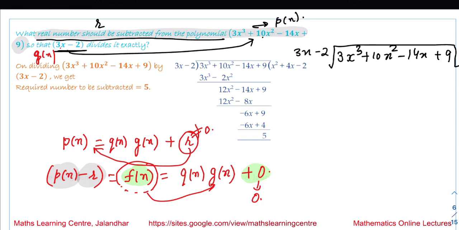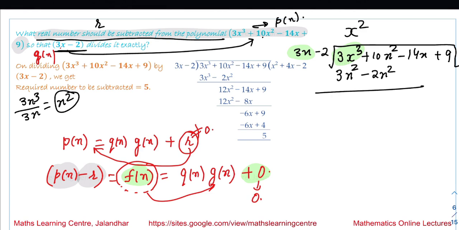Again, if we look at these two terms over here, it is 3x cube and this is 3x. So 3x cube over 3x, what we are left with is x square. So we are saying it is x square over here. We multiplied it over here, 3x cube minus 2x square. We subtract these values, we get 12x square minus 14x plus 9.